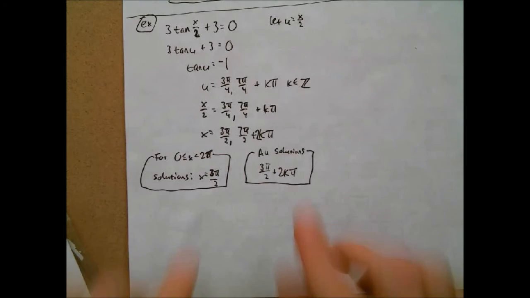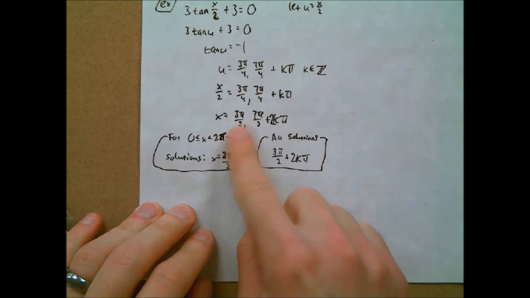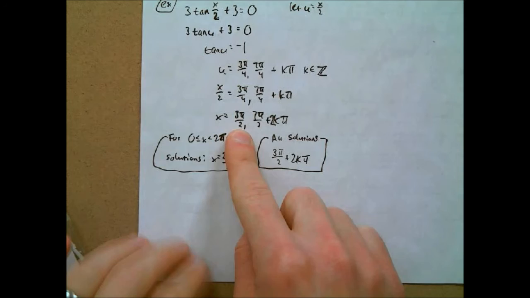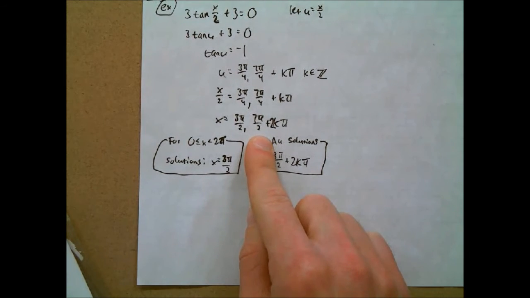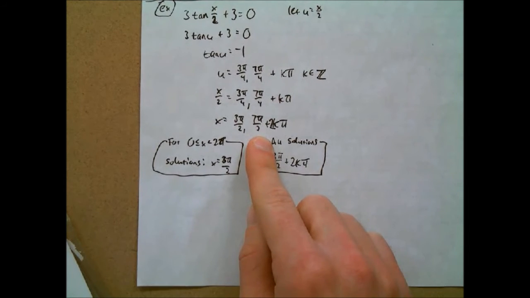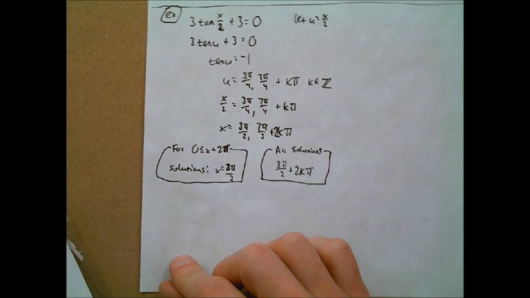So what I'm trying to say here is there are two different ways we're asked to present our solutions. One way, we're asked to keep it between 0 and 2 pi, because that's our typical unit circle stuff, and so we just keep it between there. As a result, if I look at my solutions here, 3 pi over 2 is between 0 and 2 pi, so I keep it. 7 pi over 2 is greater than 2 pi, right? 7 pi over 2 is more than 4 pi over 2, so it's out. Make sense?